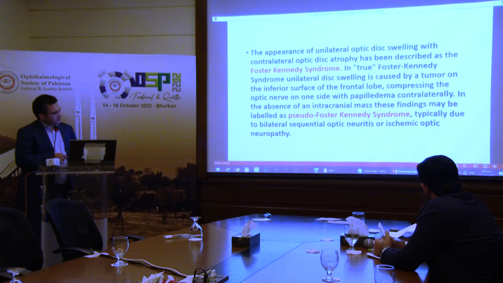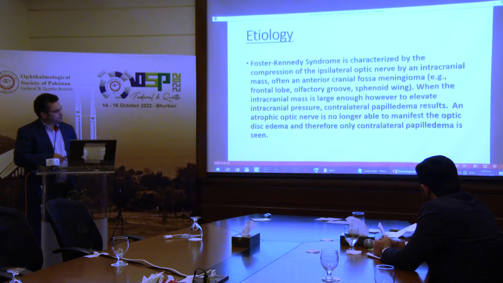In true Foster-Kennedy syndrome, unilateral disc atrophy is caused by a tumor on the inferior surface of the frontal lobe compressing the optic nerve on one side with swelling contralaterally. In the absence of an intracranial mass, these findings are labeled as pseudo-Foster-Kennedy syndrome, typically due to bilateral sequential optic neuritis or anterior ischemic optic neuropathy.